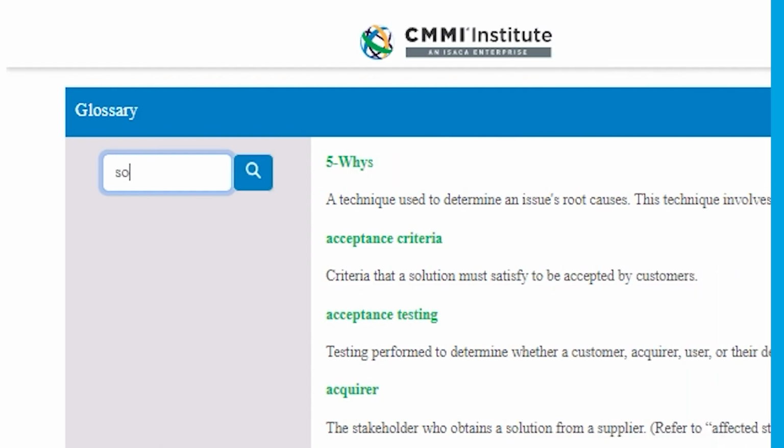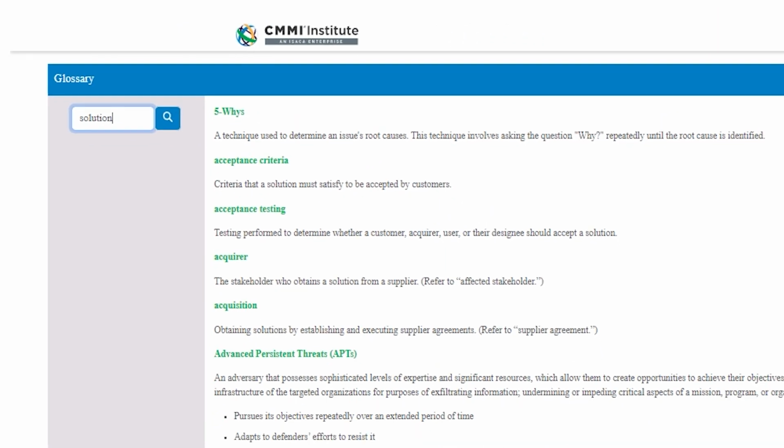One of the most frequently used terms in the CMMI is the word solution. It shows up right away in Part 1 of the CMMI Model Overview section. CMMI provides guidance for applying this set of best practices in a business or organization to ensure quality and timely solutions that delight customers and end users. Let's take a look at the word solution in the glossary.